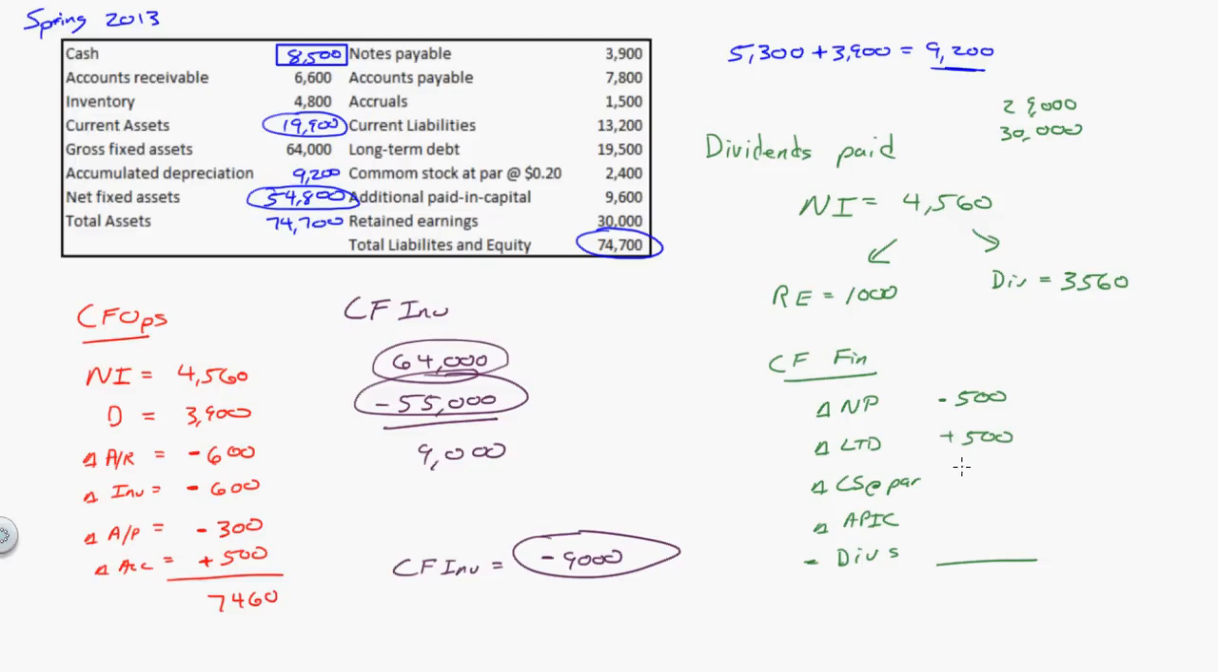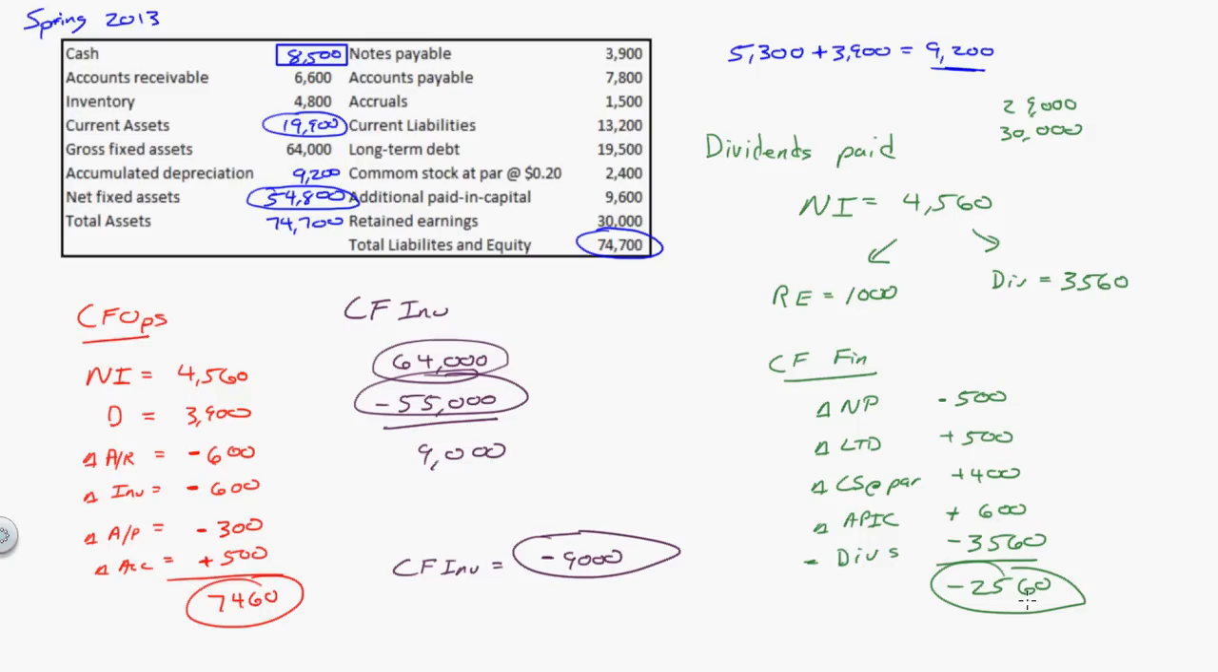The common stock at par went up $400. So you issued new stock. That means your additional paid in capital also went up. It went up $600. That's a positive. The dividends we've already determined, minus $3,560, and that comes out to be a total of minus $2,560.